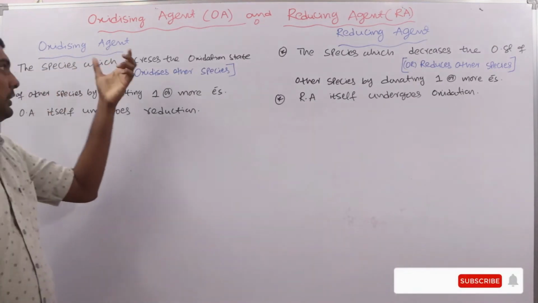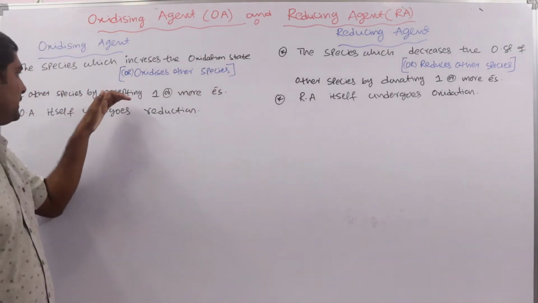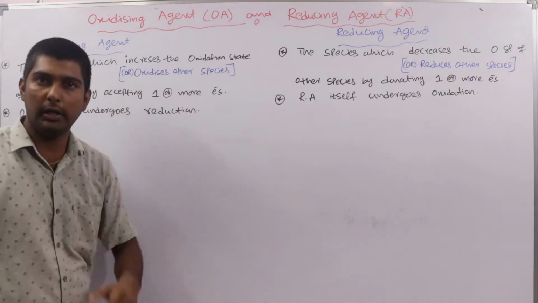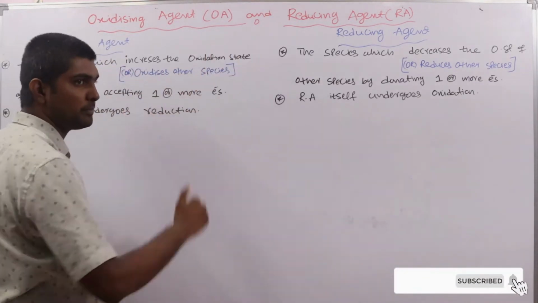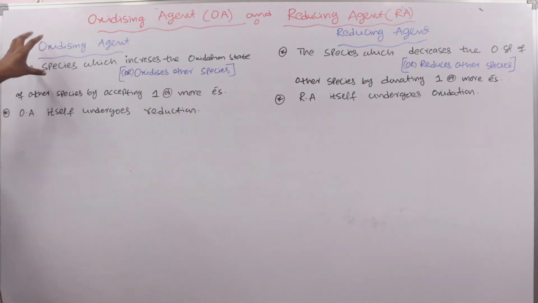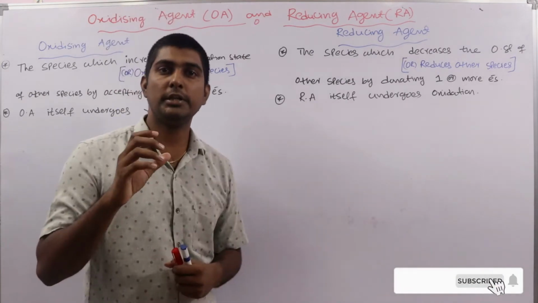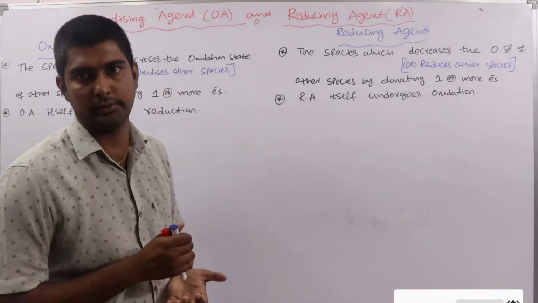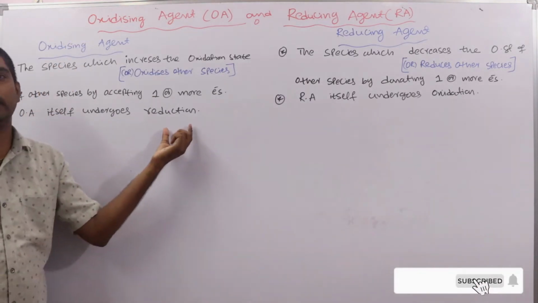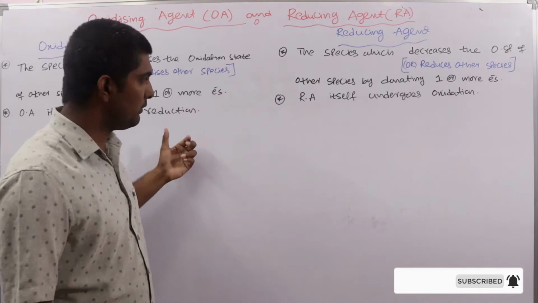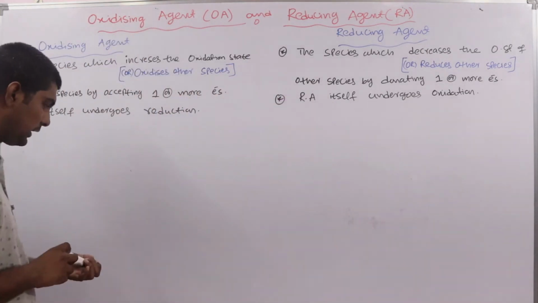The species which increases the oxidation state of other species by accepting one or more electrons, or the species which oxidizes other species, is called an oxidizing agent. Simply, an oxidizing agent means a species which oxidizes another substance. Okay, and an oxidizing agent itself undergoes reduction. Now we discuss with a reaction, then you can understand easily.